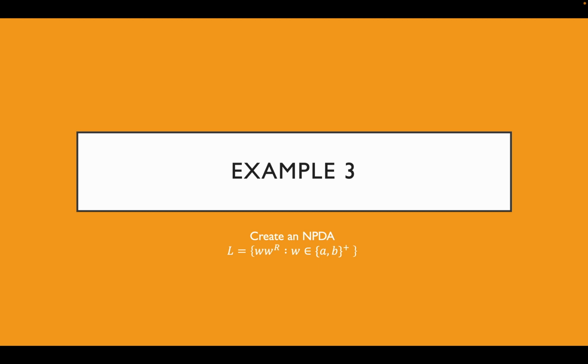Our third example is a little bit more interesting. Instead of counting A's and B's, we're actually going to do a word and its reverse. So this language includes words and their reverse concatenated together, where a word comes from the set {A, B}+, meaning there at least has to be one letter.